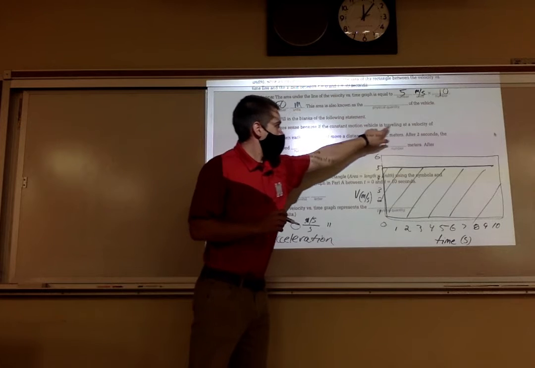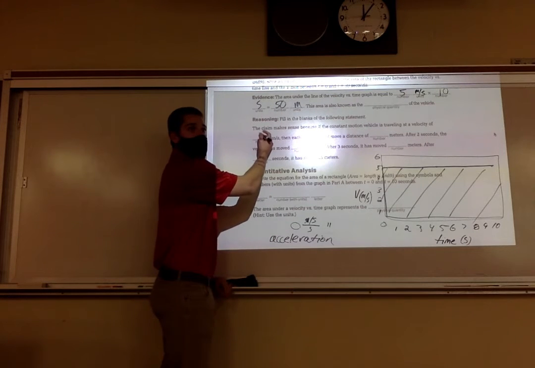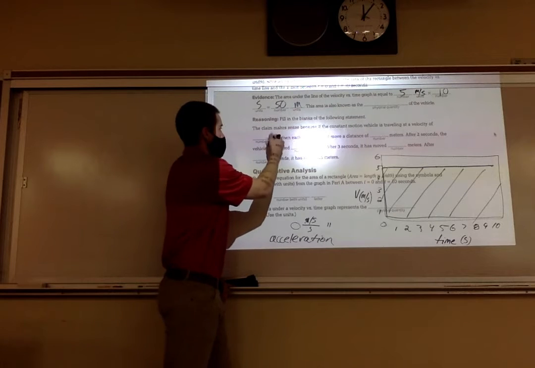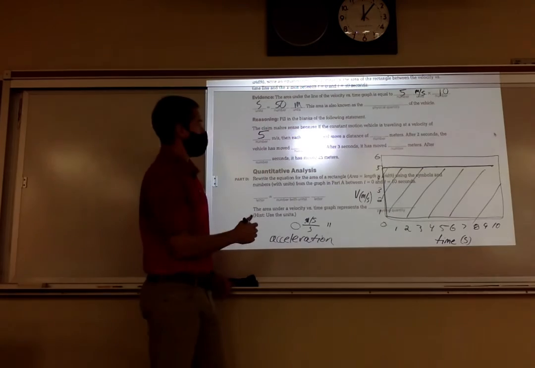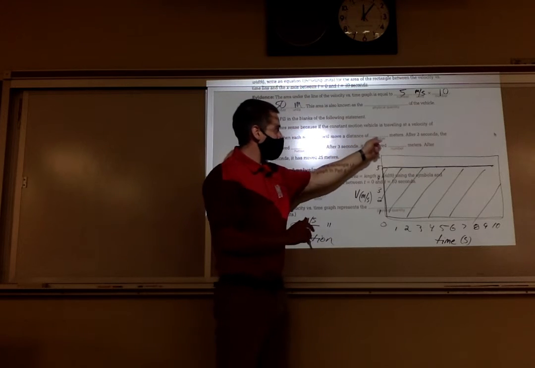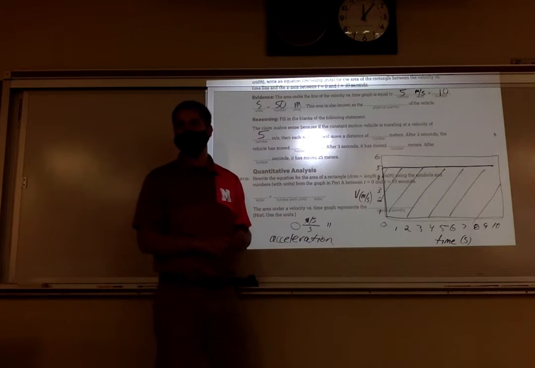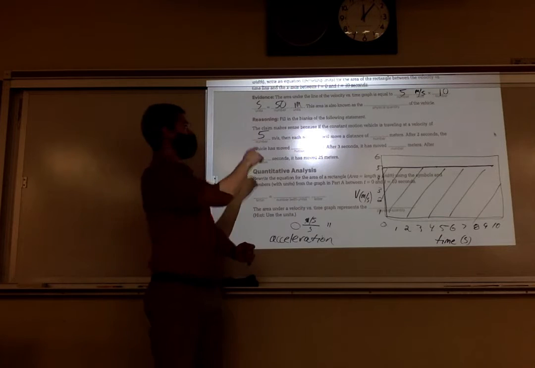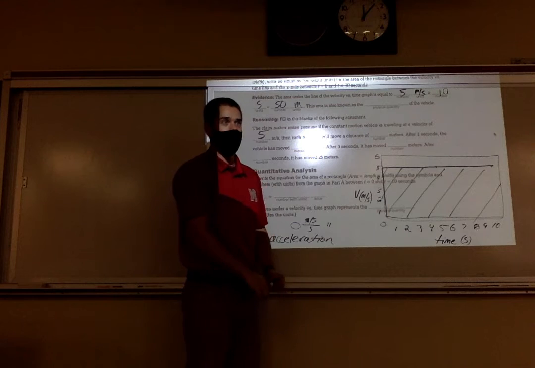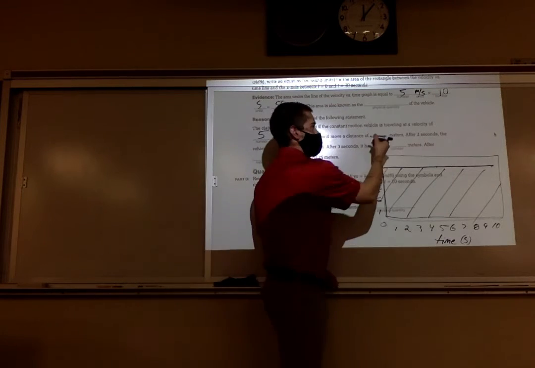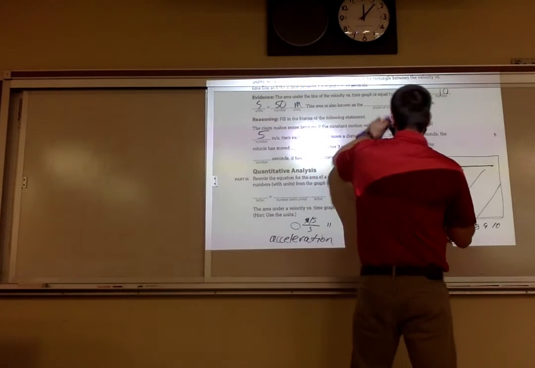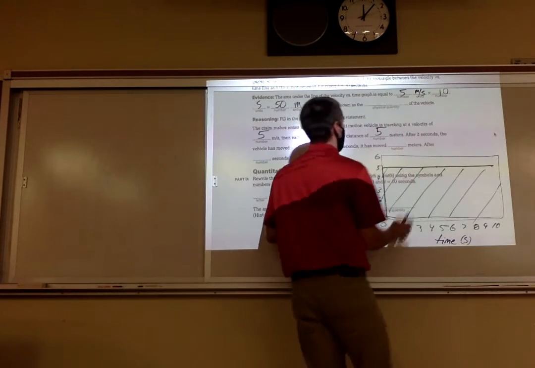Constant motion vehicle, it's traveling at a velocity of what? What was our cart moving at? What was its speed? 5 meters per second. If that's the case, every second, how far will it move? It moves 5 meters every second. Every second, how far does it move? I'm not asking trick questions. Sorry, my 5s and my S's look the same.